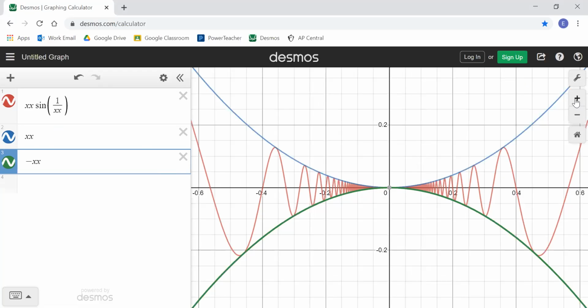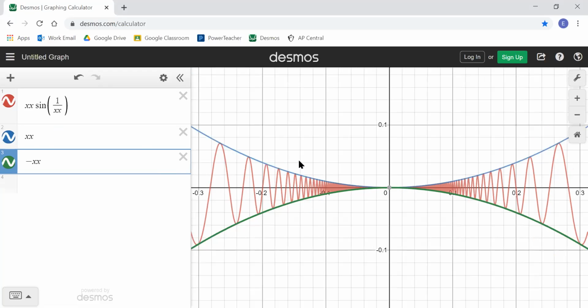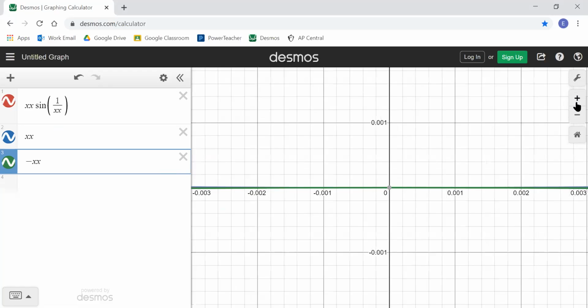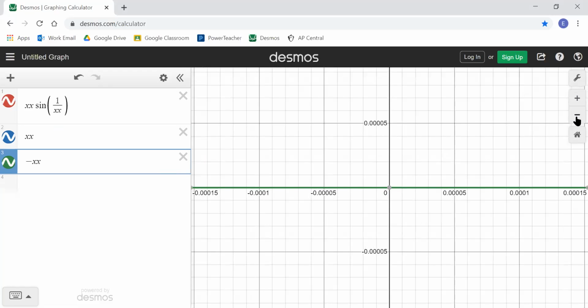Sure looks like x squared is always above or equal to, because it touches these functions, right? And looks like negative x squared is always less than or equal to our other function, doesn't it? You guys agree? Yeah. Well, let's zoom in as far as we possibly can and tell. Well, now it's really hard to tell, right?